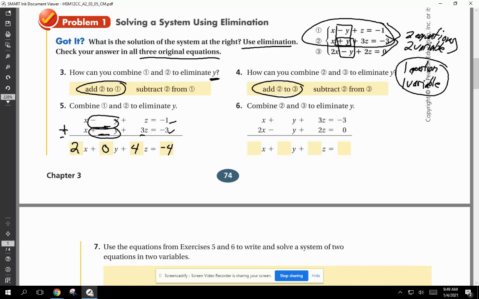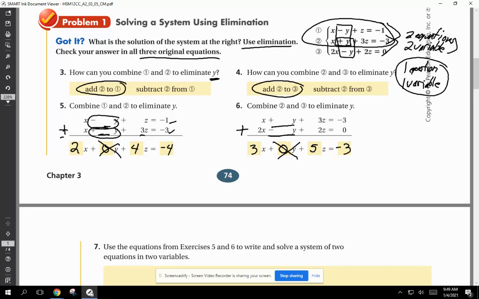So we already eliminated the y from the first 2. Now we're going to eliminate the y from the second 2. Like I said before, we're going to add. So we're going to add here an x plus 2x, straight down, is 3x. Then you have a plus y here and a negative y here. So a y plus a negative y is 0y. Then you have 3z plus 2z. You get 5z. And then we have negative 3 plus 0, and you get negative 3. So now we have 2 equations with 2 variables. We've gotten rid of the y's on both of these.